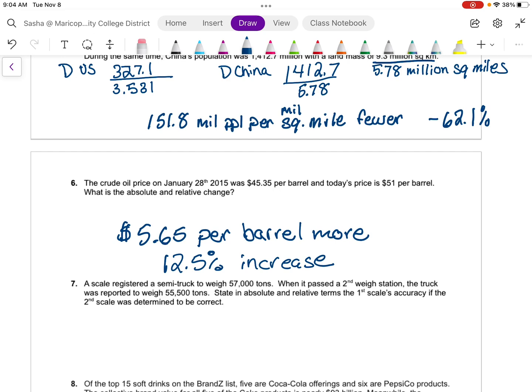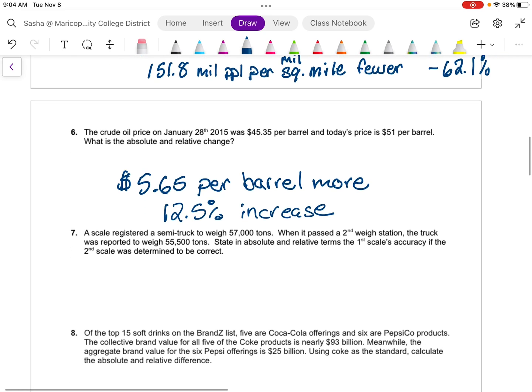All right, number 7. The reason why I wanted to make sure we go over number 7 is that it's looking at comparing accuracy. So sort of focused on error. When you're doing that, your standard is going to be the correct value. So in this case, we're told that the second scale is deemed to be correct. So that 55,500 tons is going to be my correct value. And the 57,000 is the one I'm comparing it to.